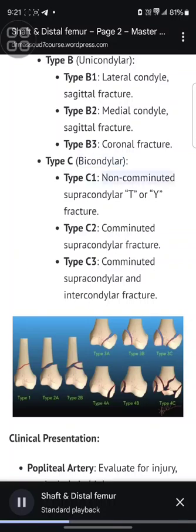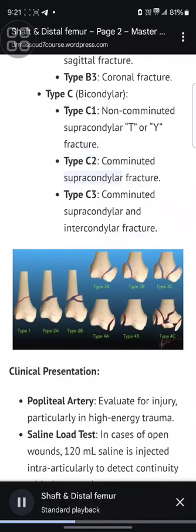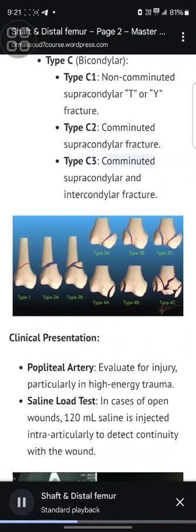Type C1, non-comminuted supracondylar, T or Y fracture. Type C2, comminuted supracondylar fracture. Type C3, comminuted supracondylar and intercondylar fracture.